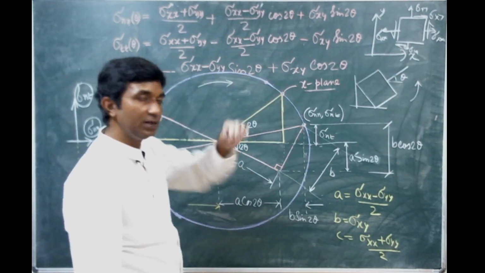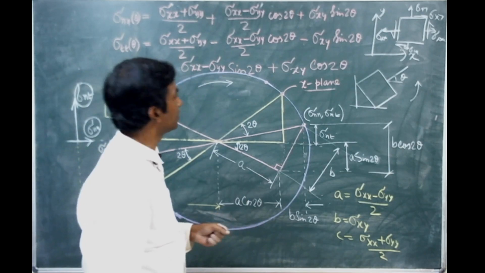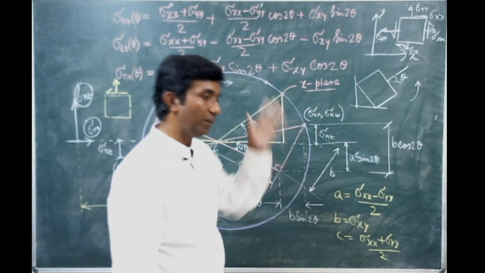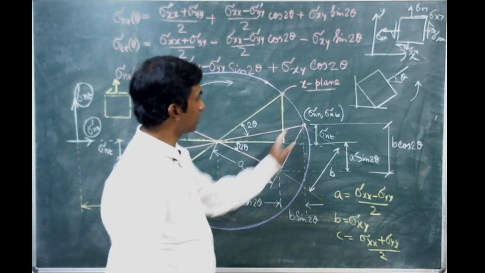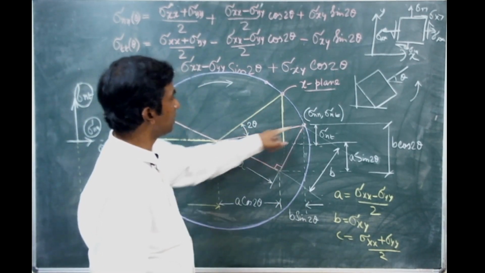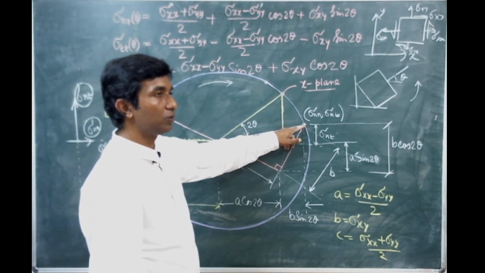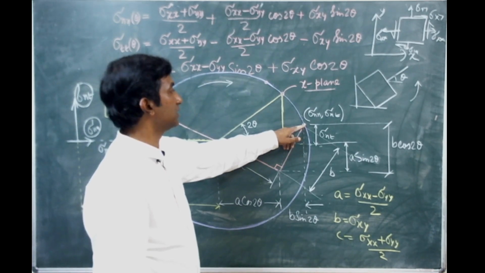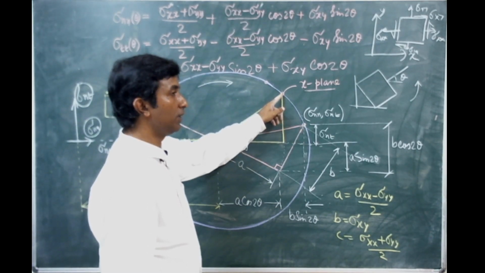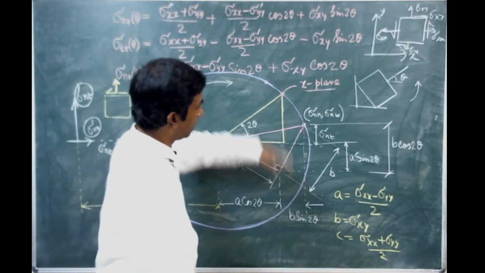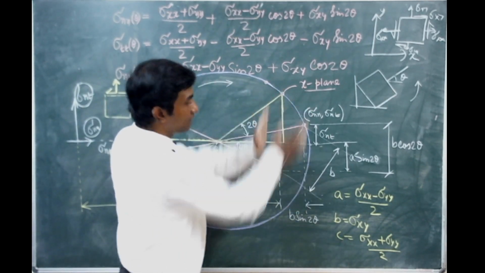Each and every point denotes a family of planes passing through that same point, making some angle. The given angle can be calculated. For example, this point makes 2 theta angle with the reference axis. So this is the initial point. You calculate how much angle it is making. Half of that is the physical angle.